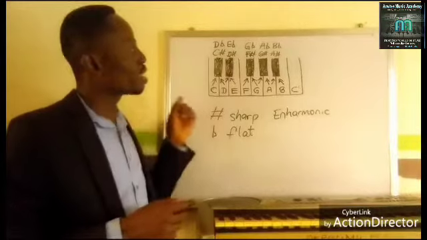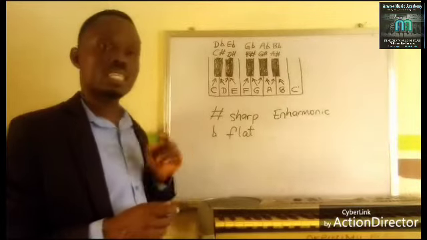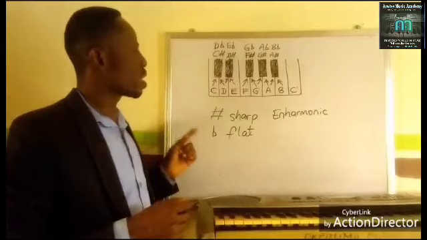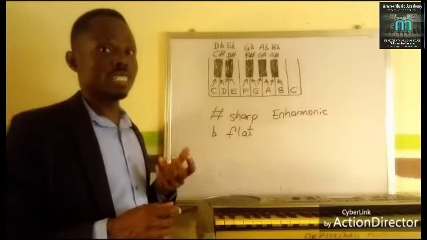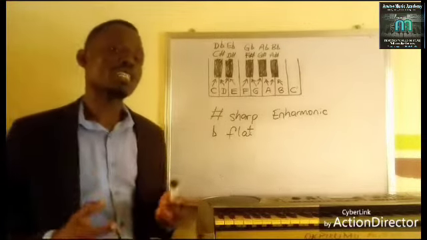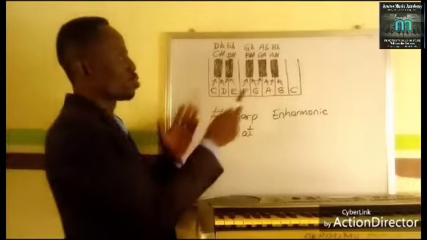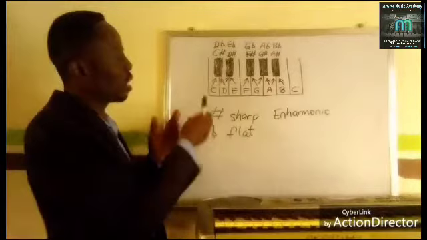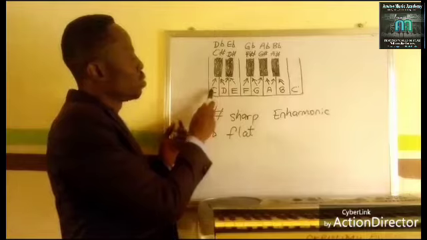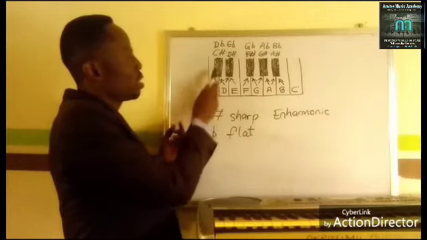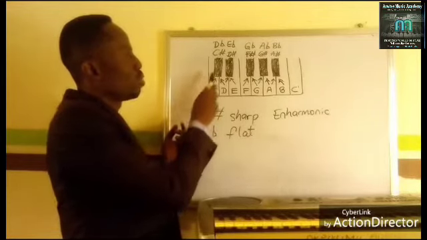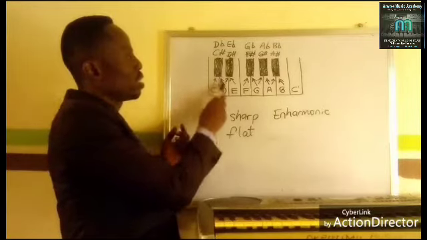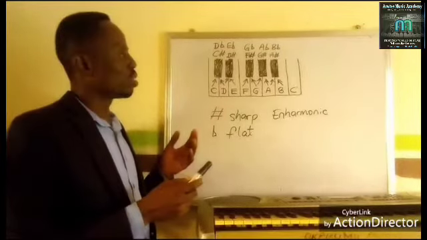For us to be able to identify the black keys by their names, we need to understand what a semitone is. I said a semitone is the shortest distance between any two notes on the keyboard. So between C and C sharp is the distance of a semitone. Between C sharp and D is the distance of another semitone.